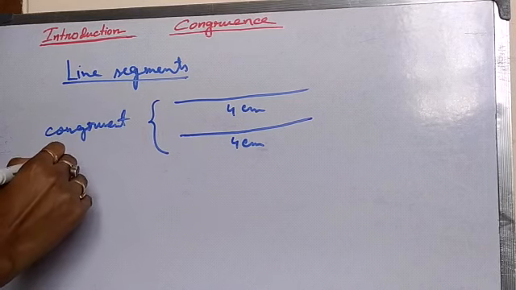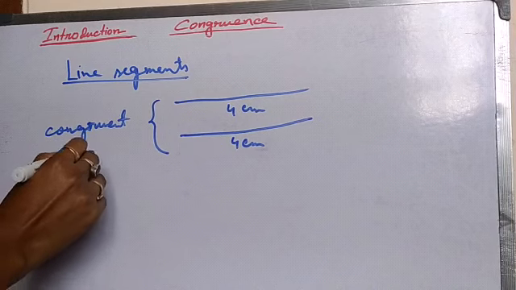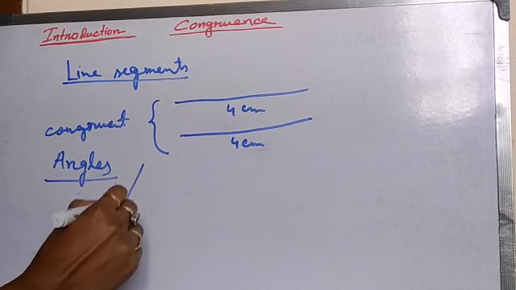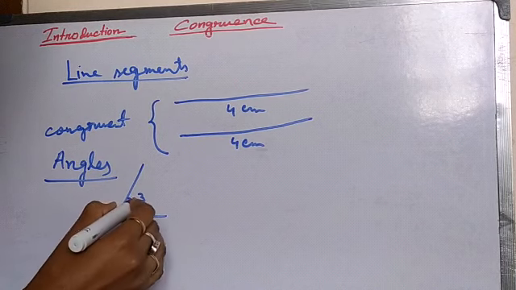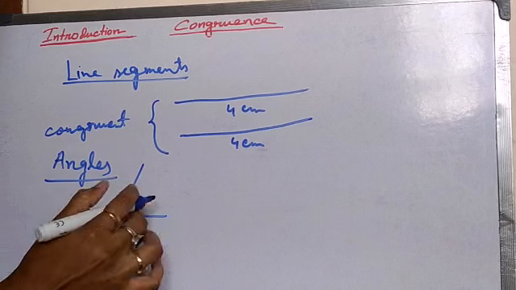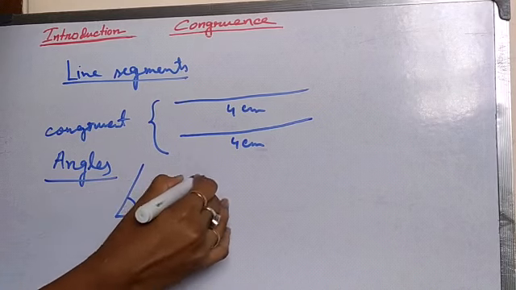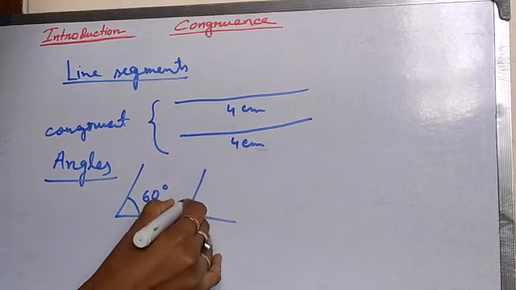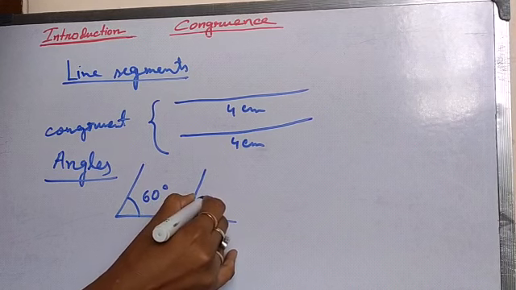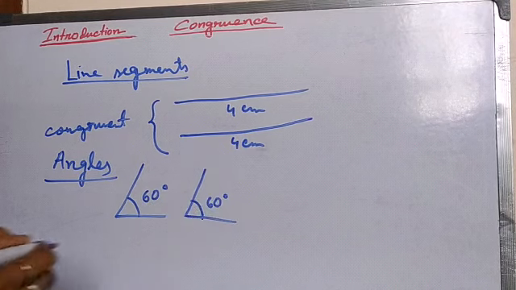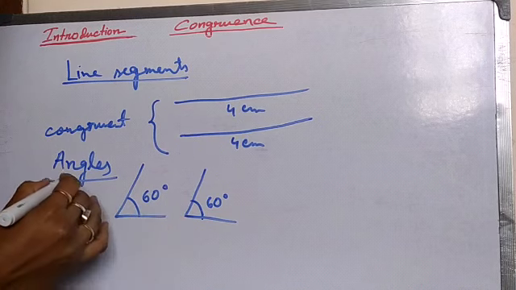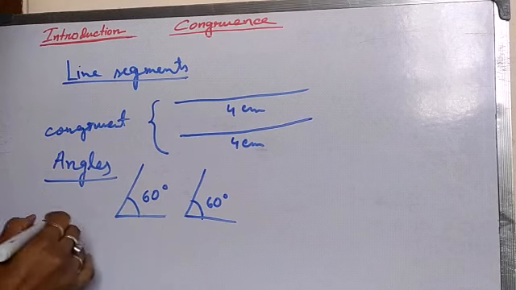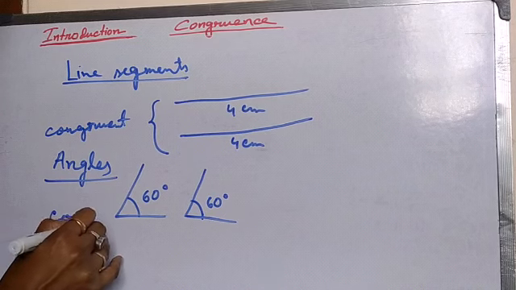If I take two angles, suppose this is 60° and this is also 60°, then these angles are also congruent. We can say that this is also a congruent figure.